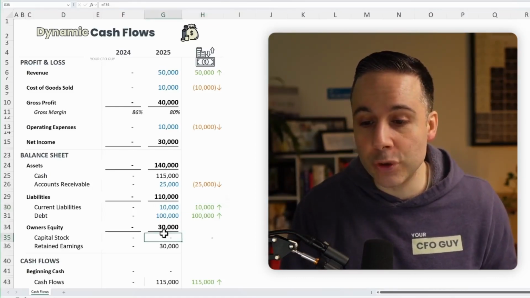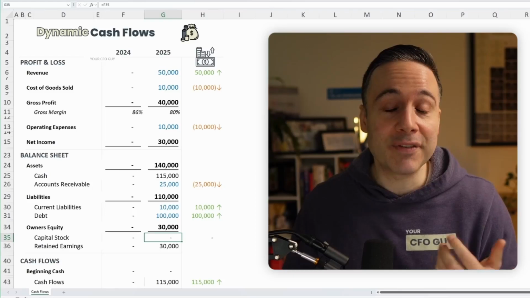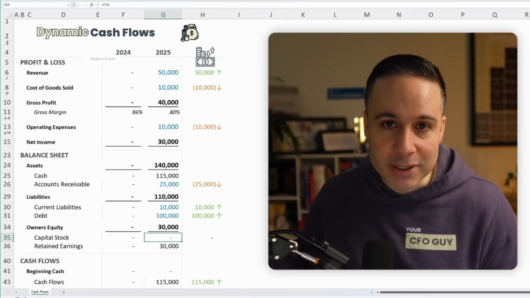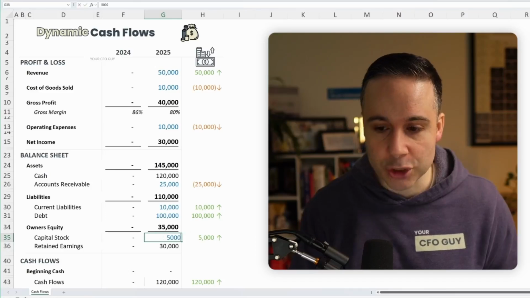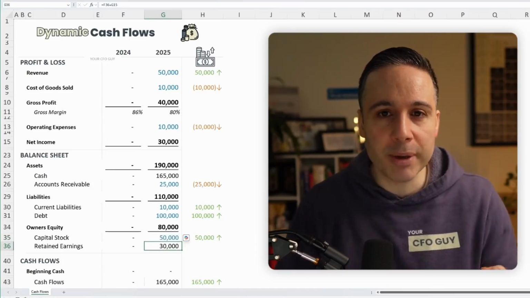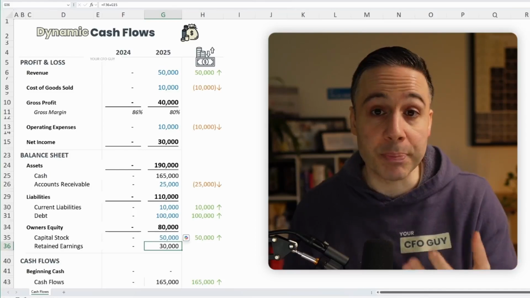And the same is true for capital stock. If, let's say, an investor is going to put $50,000 into my business, well, that means that my capital stock account will go up, causing my cash to go up. So understanding the psychology is going to be really important as we get more into depth with building our three-statement model.